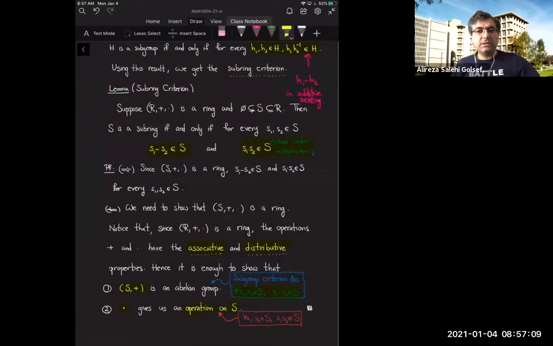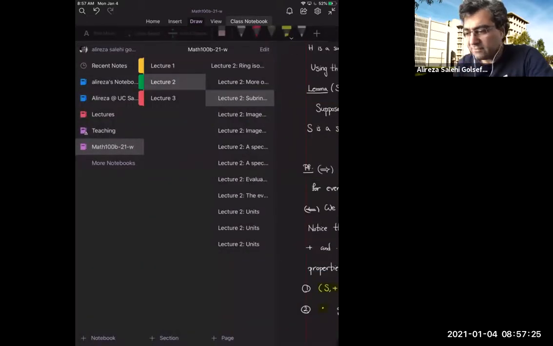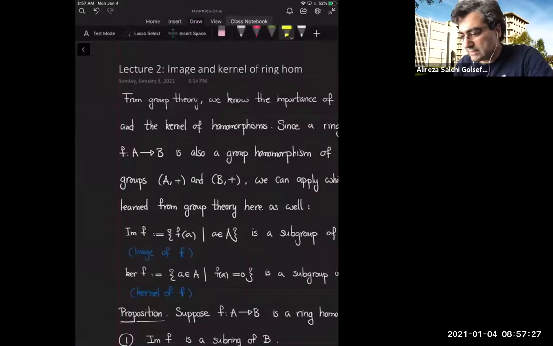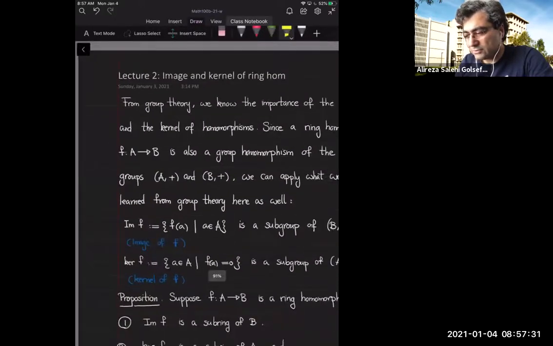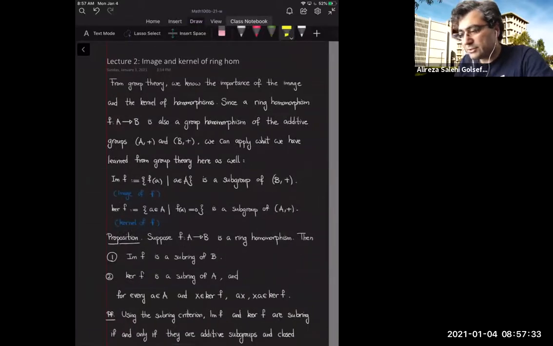Okay, this is how we can deduce the subring criterion, and as you've seen, the proof is easy, but it is useful. We need to only focus on what matters, meaning we need to only show that the set is closed under addition, closed under taking differences, and closed under multiplication, in order to deduce that it is a subring.